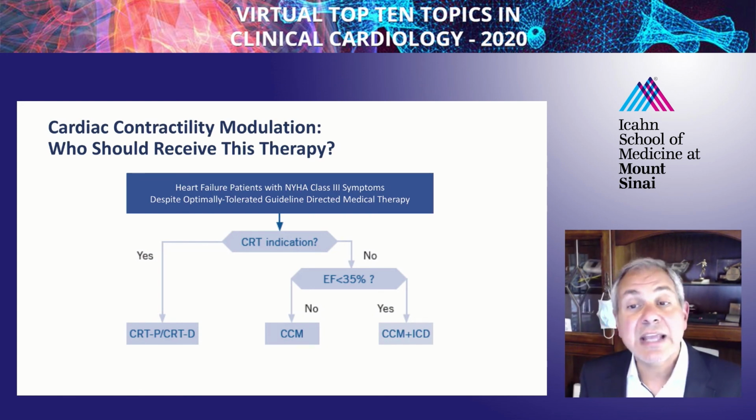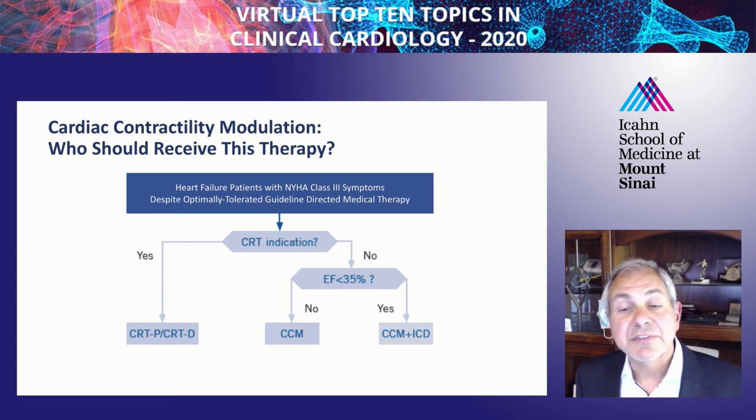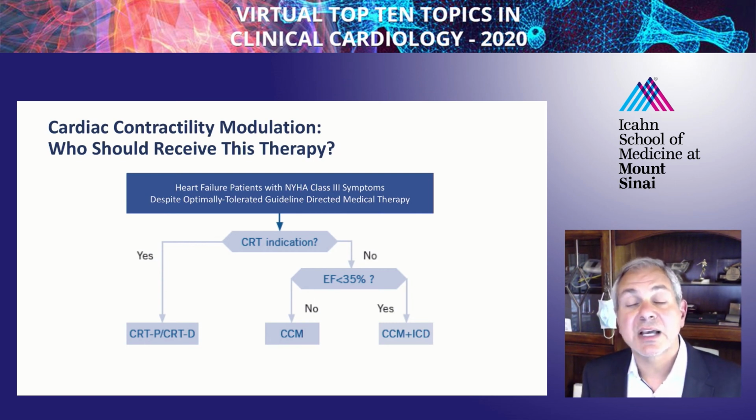If the patient does not have an indication for CRT, then there's an additional question to ask. What's the ejection fraction? If the ejection fraction is less than 35%, that patient should have both a CCM device as well as an ICD device. And if the answer is no to that question, if that patient falls in that LVEF range of 36 to 45%, then that patient is a candidate for a standalone CCM device without a concomitant ICD.